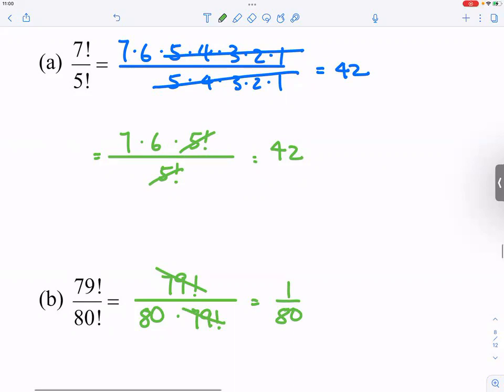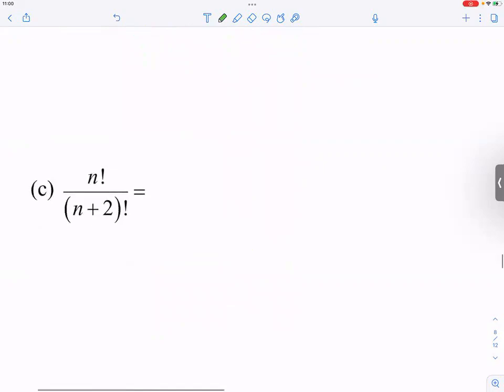Now, the biggest challenge is how we deal with something like n factorial over n plus 2 factorial. The way you think about this is you have n, and then n plus 1, and then n plus 2, and then n plus 3, and so forth. And then if you go to the other side, you have n minus 1, n minus 2. So that's the kind of thinking you have here.